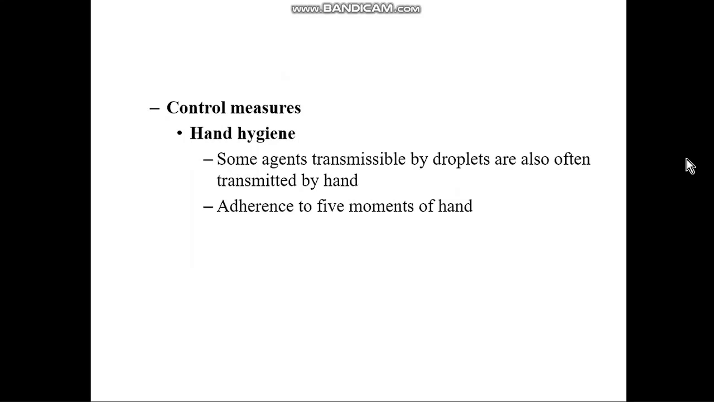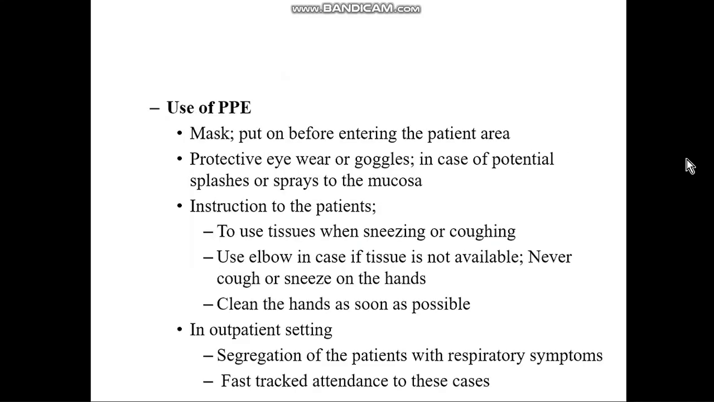Hand hygiene is very important in this case too, because some agents that are transmissible by droplet are often transmitted by hands, and strict adherence to the 5 moments of hand hygiene helps to drastically reduce the chance of transmission of droplet infections. Use of a mask is very important. Masks should be put on before entering the patient area. Protective eyewear or goggles should be used in case of potential splashes or sprays to the mucosa.